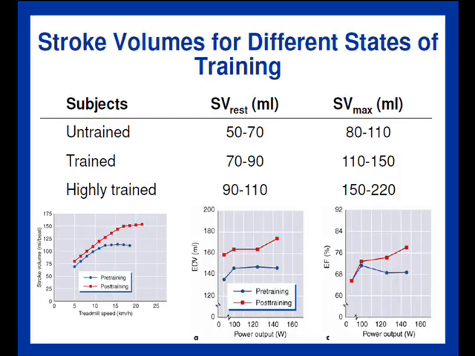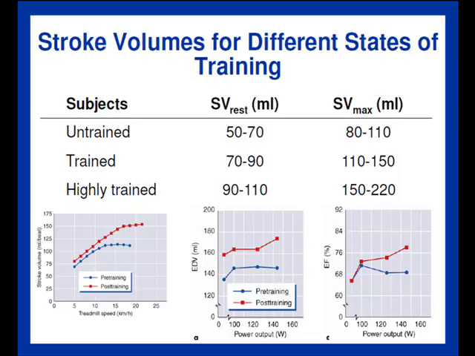Stroke volumes for different states of training. So, of course, you'd expect stroke volumes to be higher in highly trained individuals compared to trained or untrained individuals. Okay, and these are just some numbers here. Here's resting stroke volume. Here's stroke volume at max exercise. They all increase as you become fitter. And these are just graphs to show you the difference here.